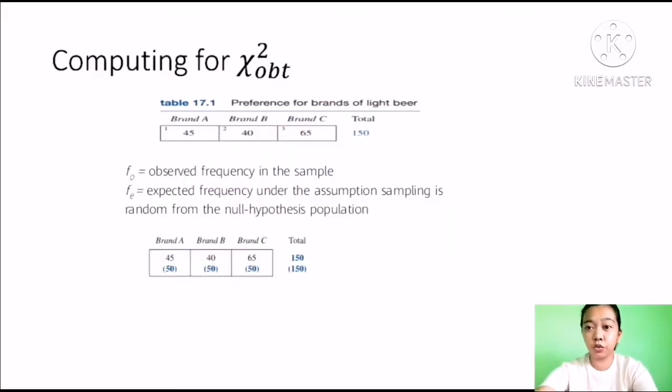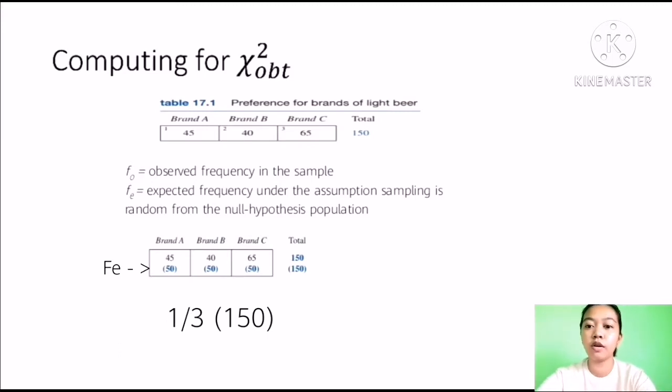If the null hypothesis is true, then the proportion of beer drinkers in the population that prefers brand A is equal to the proportion that prefers brand B, which in turn is equal to the proportion that prefers brand C. This means that 1/3 of the population must prefer brand A, 1/3 brand B, and 1/3 brand C. Therefore, if the null hypothesis is true, we would expect 1/3 of the individuals in the population and hence in the sample to prefer brand A, 1/3 to prefer brand B, and 1/3 to prefer brand C.